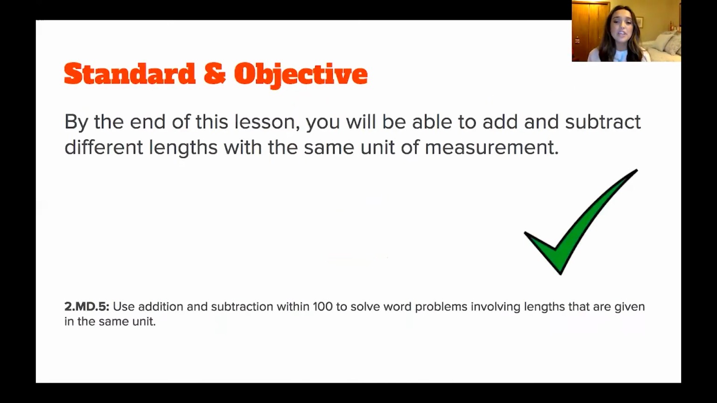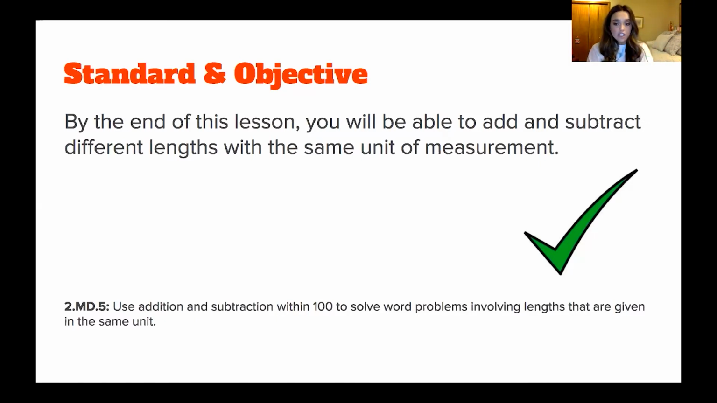Before we jump in, I always like to go over our standard and objective. Our objective is by the end of this lesson, you will be able to add and subtract different lengths with the same unit of measurement. I will get into more exactly what that means. For now, we are just working on addition and subtraction with lengths. Of course, we will come back to this at the end and check in to make sure you have learned something in this lesson that is valuable to your experience in math.